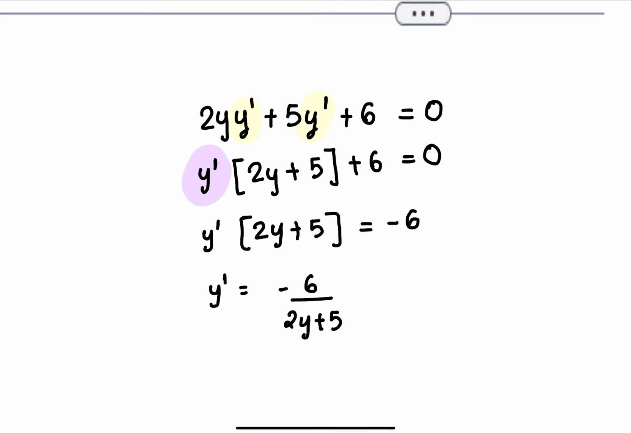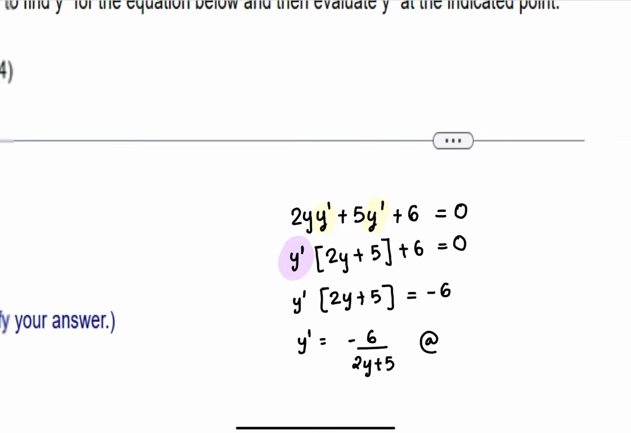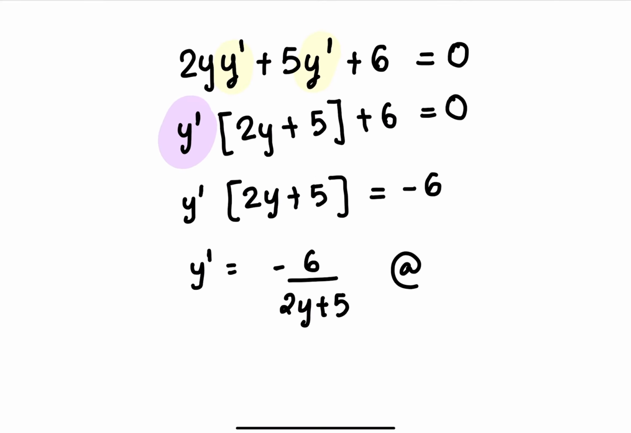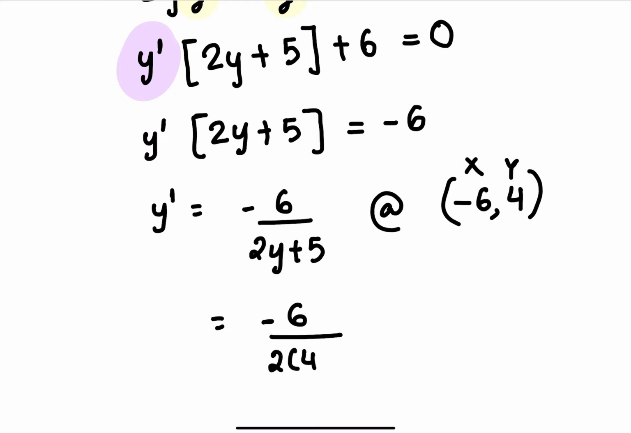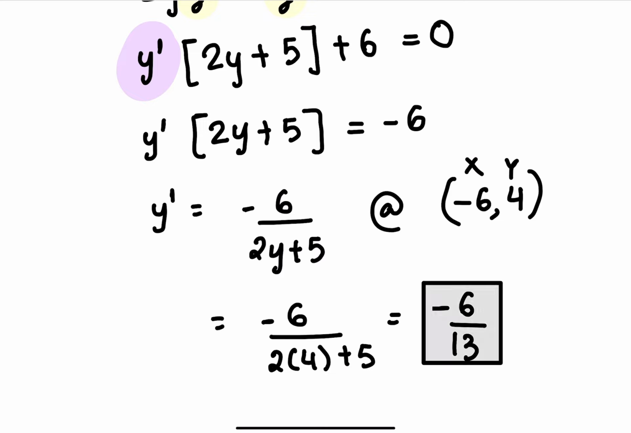I'm not done here. They said evaluate at, what were the numbers? Minus 6 and 4. Evaluate at minus 6 and 4. That means my x is minus 6, y is 4. Let's go. I don't have an x to plug in, thank God, so I only have y. 2 times 4 plus 5, so it's minus 6 over 13. So my answers are minus 6 over 2y plus 5, and minus 6 over 13.